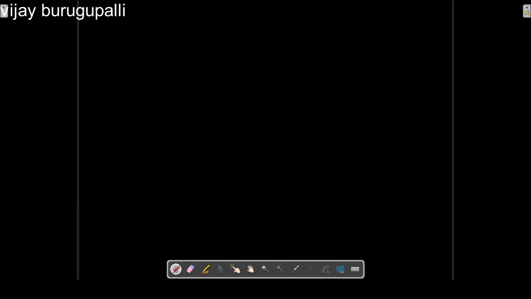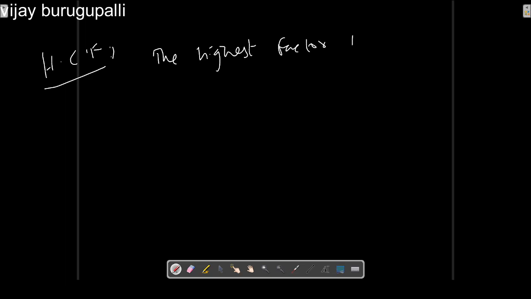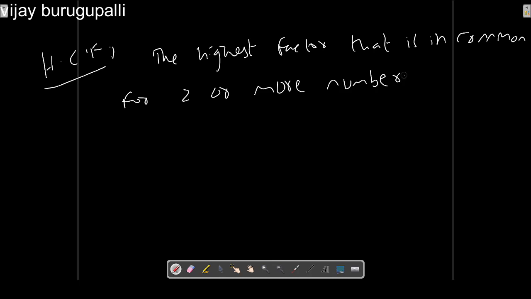Now let's talk about HCF. HCF is nothing but the highest factor that is in common for two or more numbers. In case of LCM, it is the multiple. In case of HCF, it is the factor.